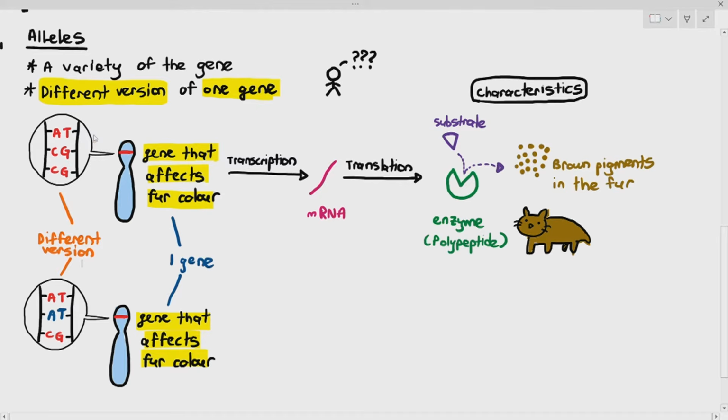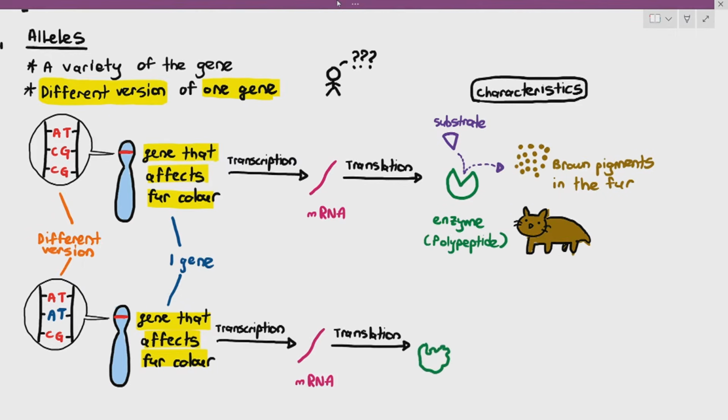Therefore, if this gene, for example, undergoes transcription and translation, it may produce the polypeptide. But remember, when we studied this in chapter 6, because the base sequence of the gene is different, the codons of the mRNA might be different. And because the codons of the mRNA might be different, it may affect the structure of the proteins. It might affect the primary, secondary, and tertiary structure of the protein.